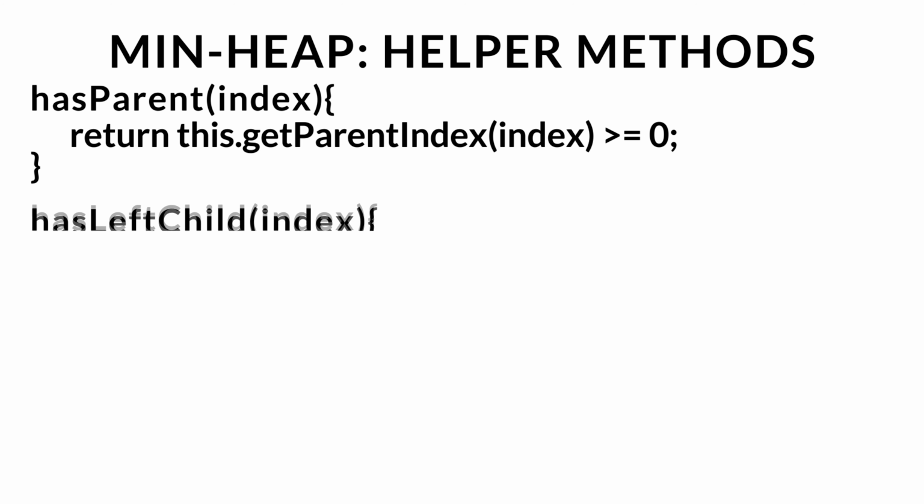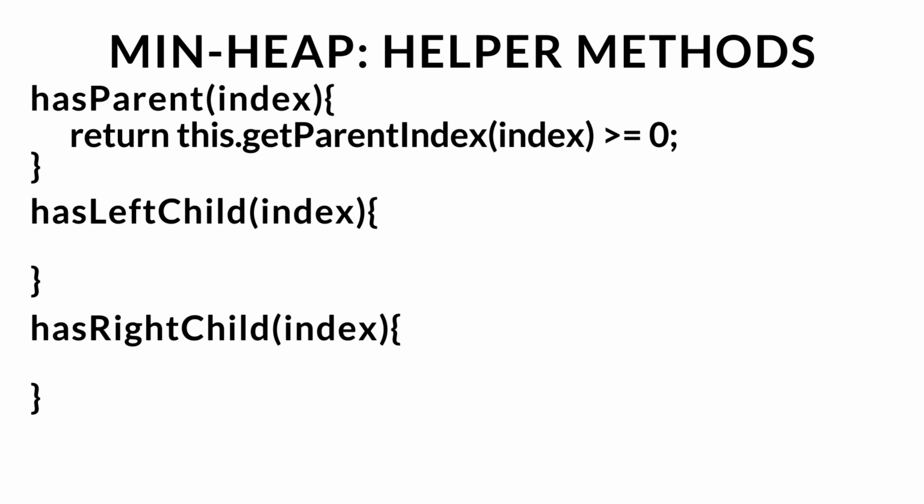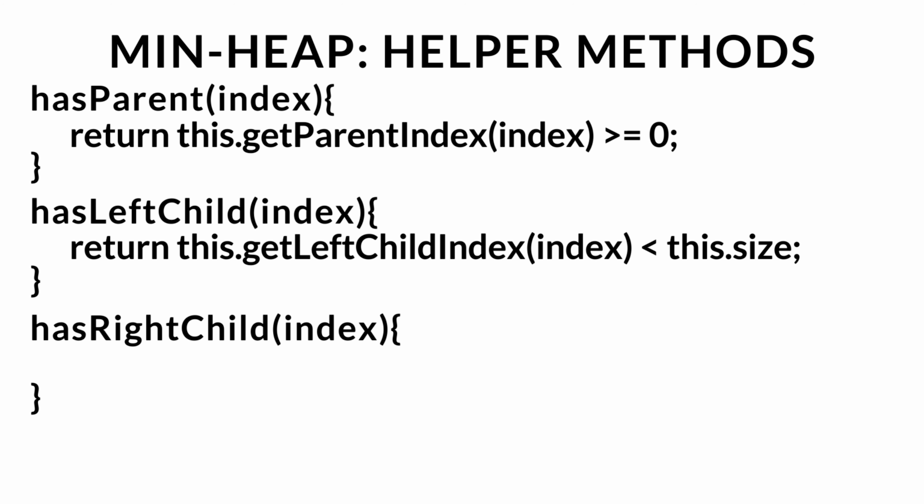Next, we'll have our hasLeftChild method and hasRightChild method, which have the same method signature. For our left child, we'll return whether or not the left child index is less than the size. If it is less than the size, that means that this node has a left child. If the left child index is greater than the size attribute, it can't have a child, since the size attribute is the number of elements within the heap. It is always at the last available free spot for insertion, which makes it impossible for the child index to be greater than that. Same thing can be said for the right child.